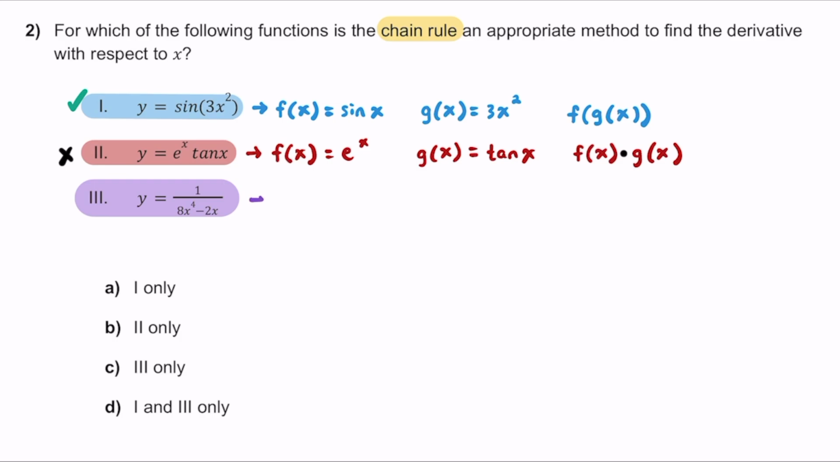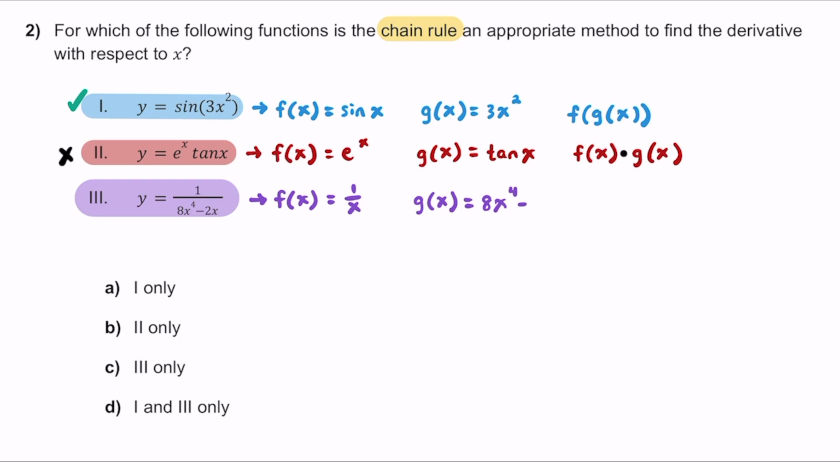Now what about this third option? Well, for here, it looks like we kind of have this rational function where we have 1 over something. So let's go ahead and define our first function. Let's say f of x is going to be 1 over x. That's just a rational function, okay? Now if you go ahead and look at the denominator of this rational function, you can kind of see that we have a polynomial there. So I'm going to define that as g of x, and that's going to be this 8x to the 4th power minus 2x.